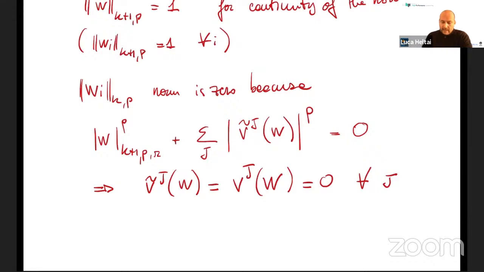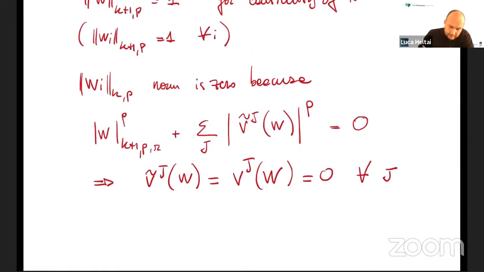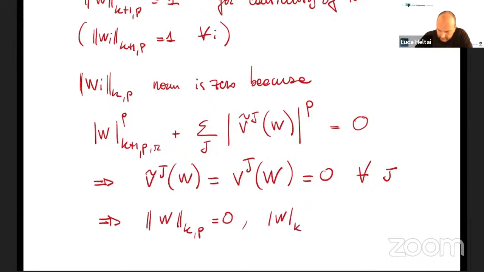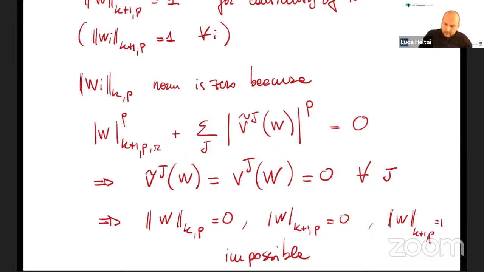Otherwise, I wouldn't be able to say that this is equal to 0. Okay? So since I have this, this implies in particular that the W^{k,p} norm is equal to 0, the W semi-norm k+1,p is equal to 0, and that the norm W^{k+1,p} is equal to 1, which is impossible. So I got a contradiction, and the contradiction is that I cannot ask that W has norm equal to 1 and that the norm k and the semi-norm k+1 are equal to 0 both, because this is exactly the sum of these two, so this is impossible.